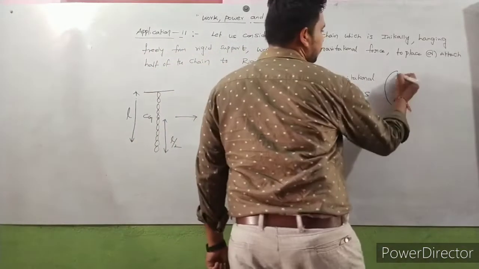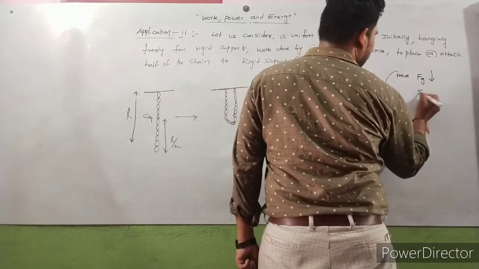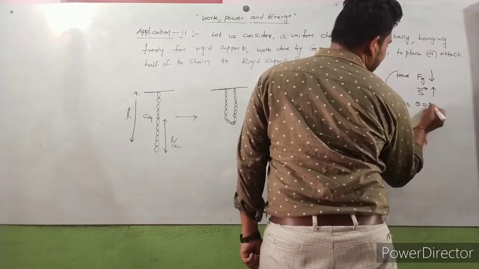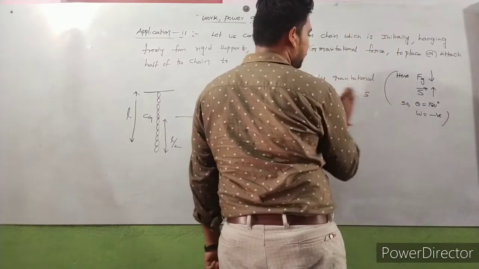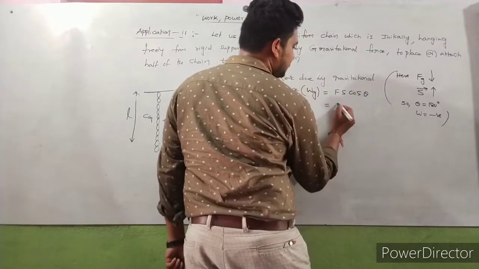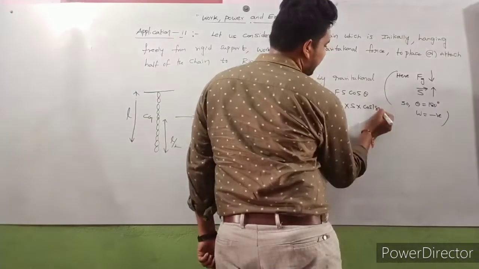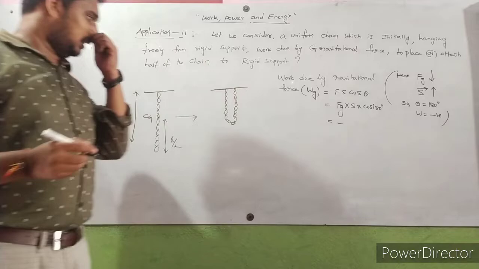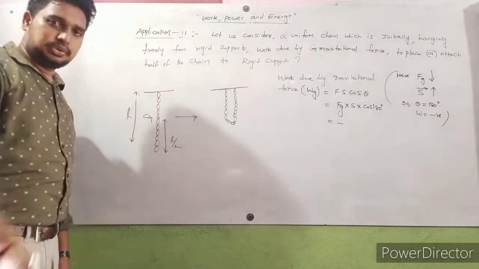Here Fg acts in the downward direction, displacement acts in the upward direction. So theta is 180 degrees, work done is negative. So F means gravitational force, S displacement, cos 180 degrees. So we get minus Fg, and gravitational force means mass into acceleration due to gravity.